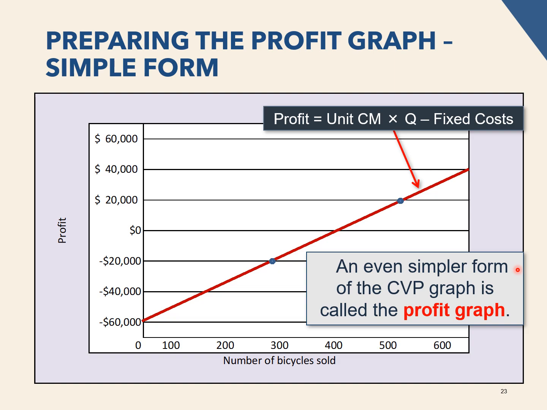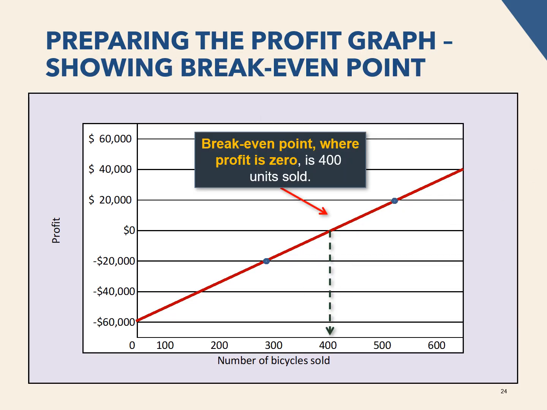There is an even simpler form of the CVP graph, which is called the profit graph. We have to use this equation to finish the graph. That is, profit is equal to unit contribution margin times quantity sold minus fixed costs. You will get this line, so this one is easier. From this profit graph, you can see the break-even point is here. When you sell 400 units, the profit is 0.